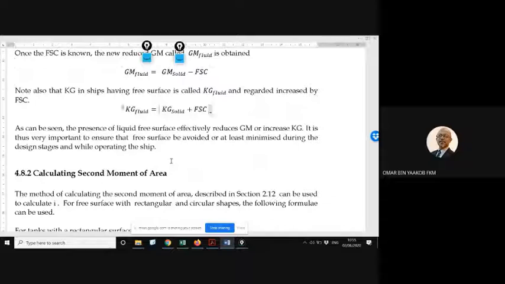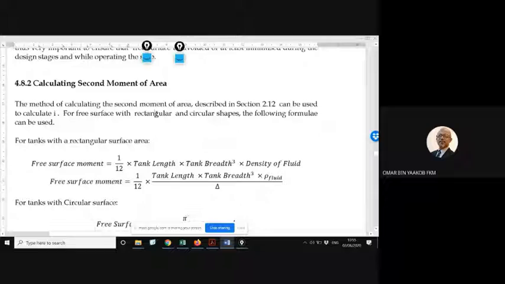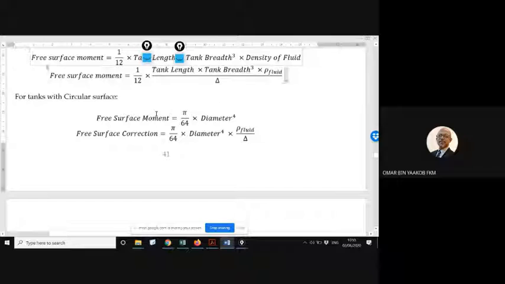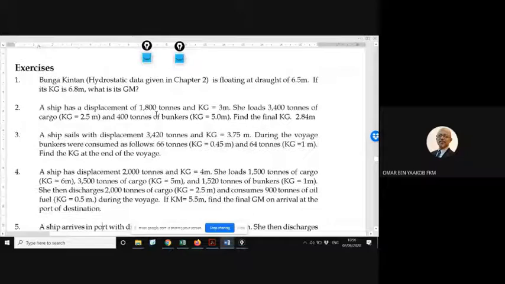Then this is how to calculate second moment of area, which you learned already. Most of the tanks could be rectangular or circular, for the free surface itself. Then we can use this kind of formula which we already learned in chapter 2. And you can get the free surface correction from there. And of course, these are the exercises that you can do on your own. I'll be producing the Excel file to give the solution to this.